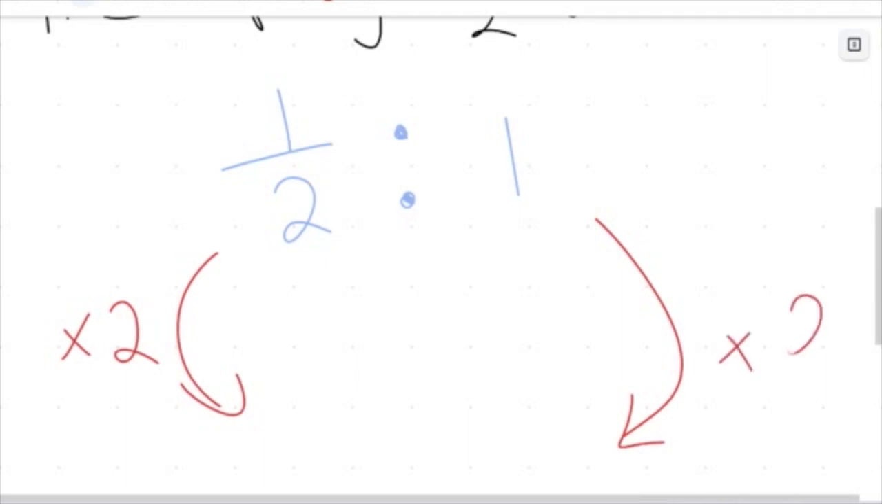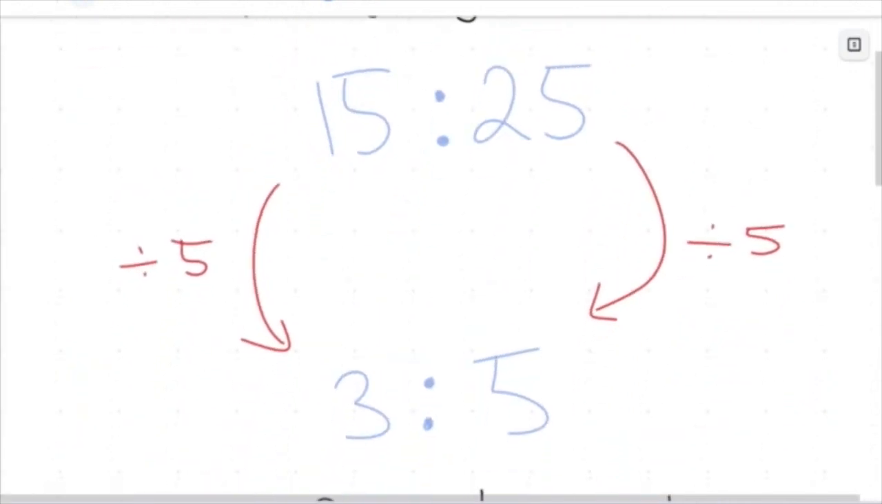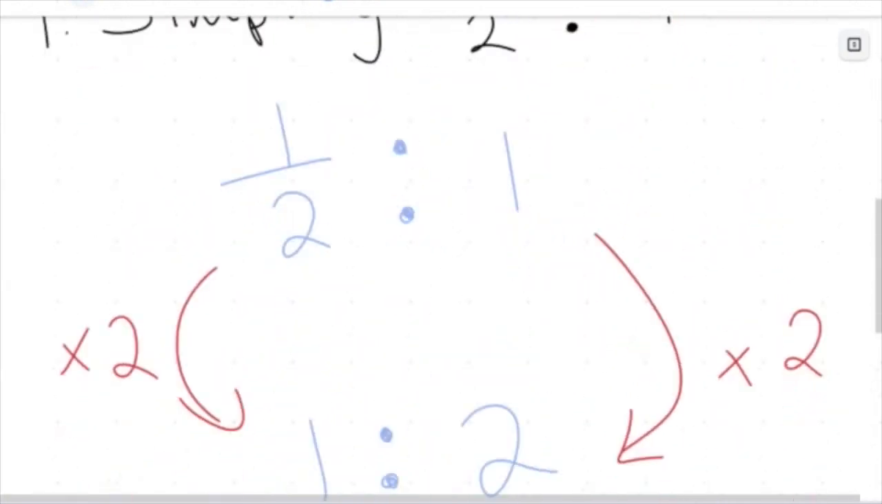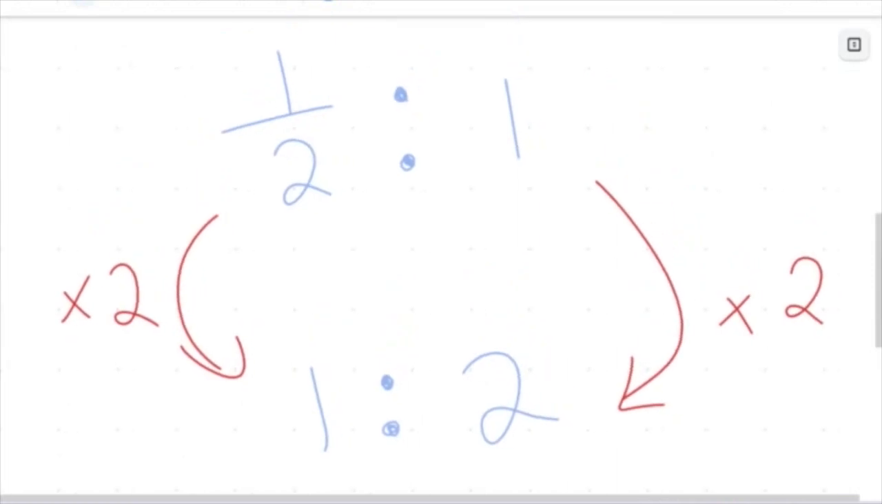And what I do to one side of the ratio, I want to do to the other. So taking 2 halves gives me 1, and taking 2 lots of 1 gives me 2. This is an equivalent ratio with the smallest possible whole numbers we can get. In the same way that we can simplify these bigger ratios to smaller ones, we can also simplify these smaller ratios, these fractions, to bigger numbers or just whole numbers in general.